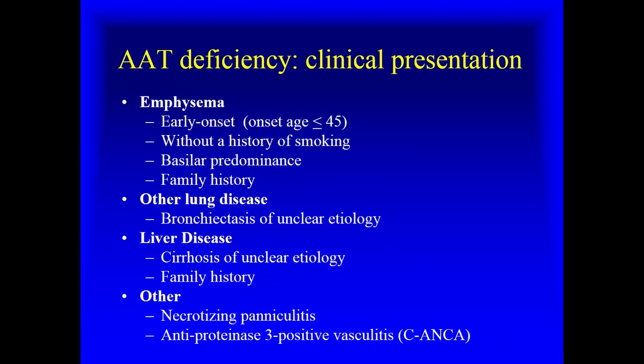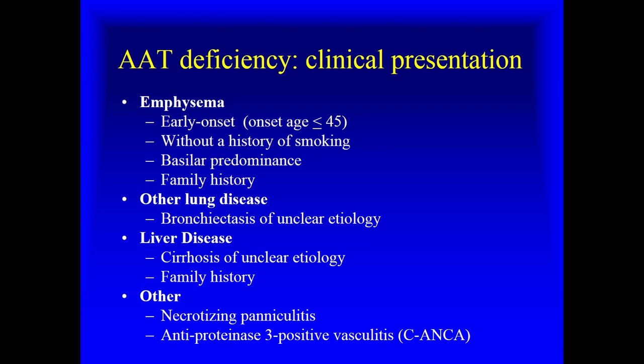Alpha-1 antitrypsin deficiency may present as usual COPD, but may have other clinical presentations as well. Classically, it is associated with emphysema at an early onset, for example, at age less than 45, maybe in patients without a history of smoking. The emphysema is characteristically described as a basilar predominance, and patients have a family history of COPD or emphysema. Alpha-1 antitrypsin deficiency is also associated with bronchiectasis when no other etiology is found.